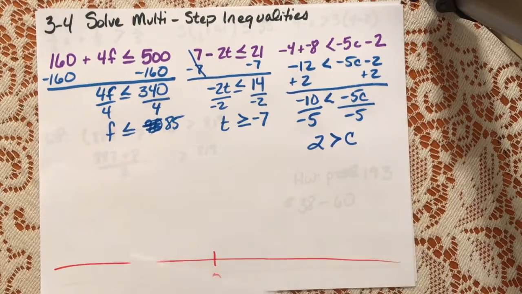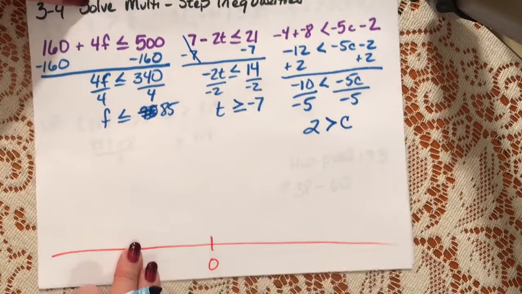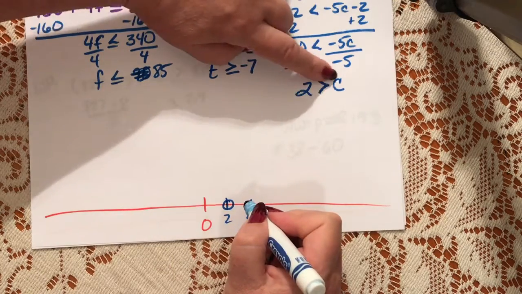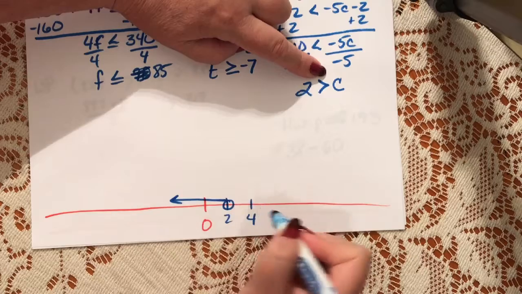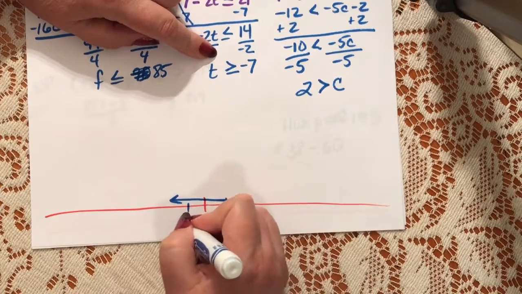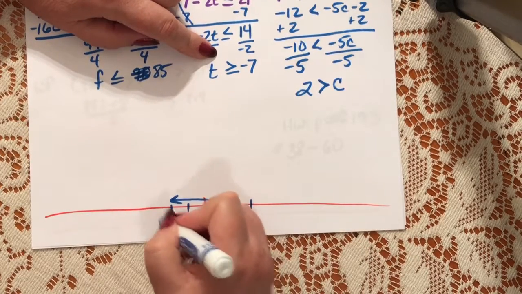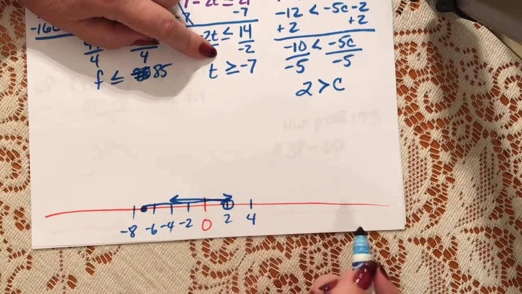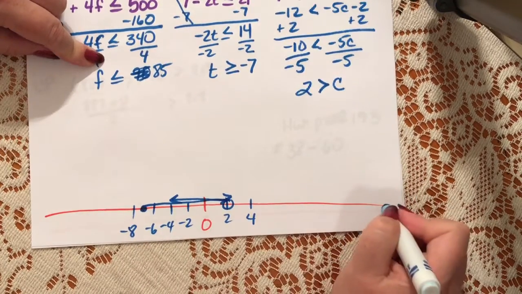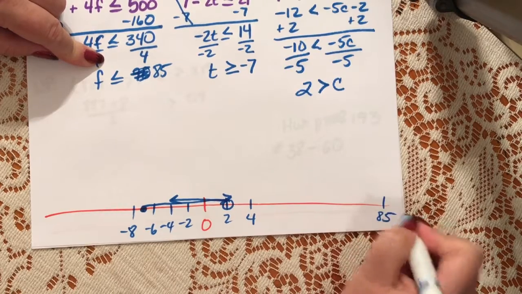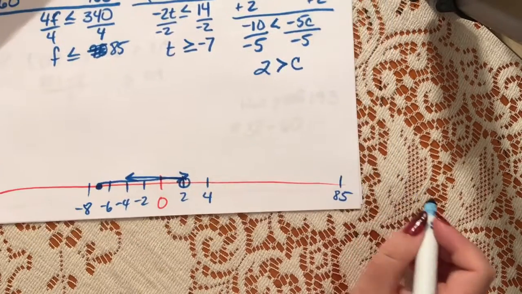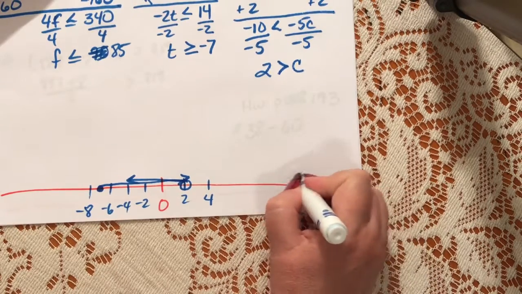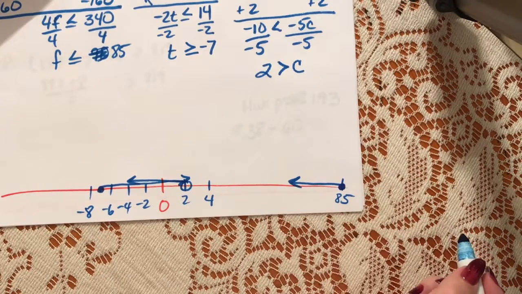And of course, they're going to ask us to graph this. 2 is greater than c, c is smaller, so c is going to go in that direction. Negative 7, a dot there, and t is larger than this, so this goes in that direction, and 85 is way up here. And f is smaller than or equal to, so I have a closed circle with an arrow in that direction.